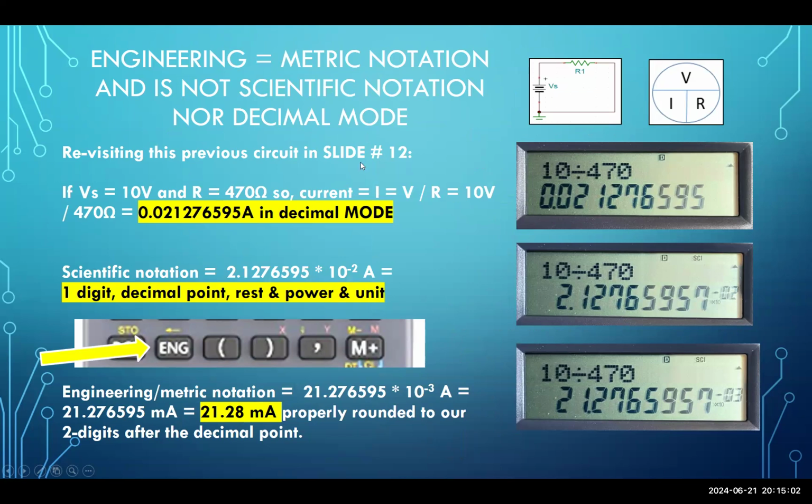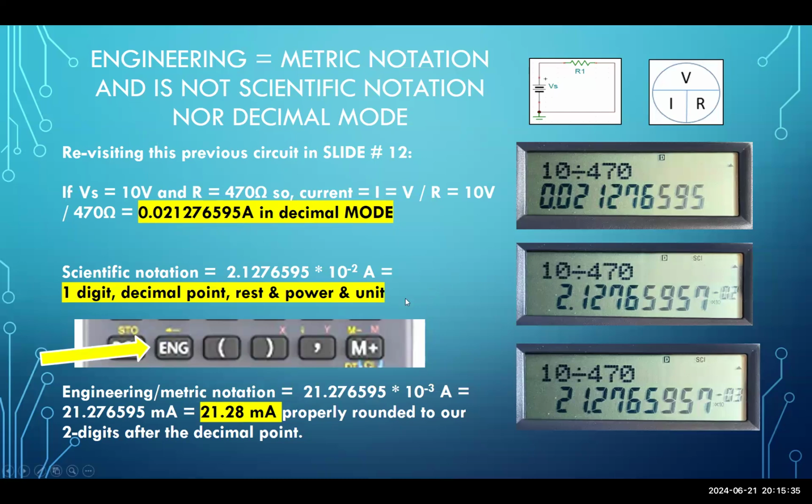So in the previous slide, I had 10 volts and 470 ohms. If we're looking for current, remember, I is equal to V divided by R. So in this case, it would be 10 divided by 470. And that gives us this number in the yellow highlight in decimal mode. In decimal mode, we don't want our calculators displaying that because it's too tedious, time consuming, and error prone to copy onto any answer sheet.